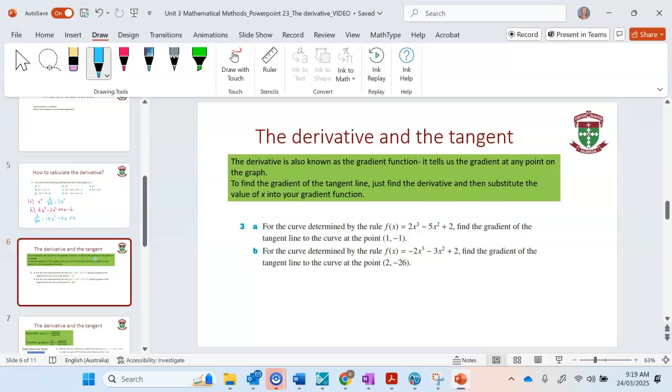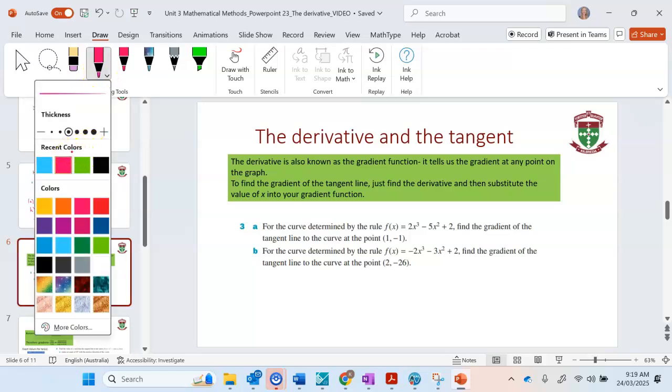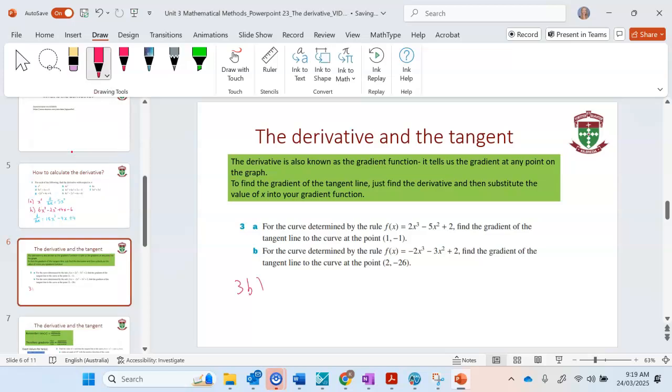I'm just going to do question 3b. So make sure you have a go at doing the other ones. These are all taken from your textbook, by the way. Pretty sure probably 9b, these ones. So for the curve determined by the rule, find the gradient. We're using this notation f of x, so your derivative is f dash x. We use that notation for the derivative.